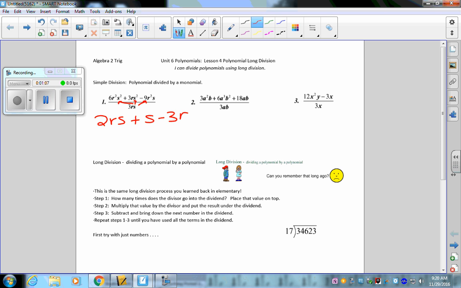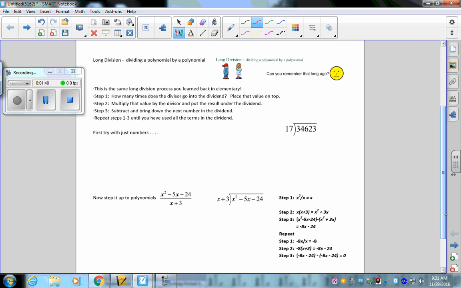I'm left with r. Okay, and my second one, divide everything by 3ab, which leaves me with just a as my first term, 2a squared b, and 6. And then in my last one, dividing by 3x, so I get 4xy minus 1. So here's an example where the two things I'm dividing by happen to be the same, so I need that 1 as a placeholder. It doesn't just disappear. All right, and that should be a very quick review from Algebra 1 stuff of just dividing monomials.